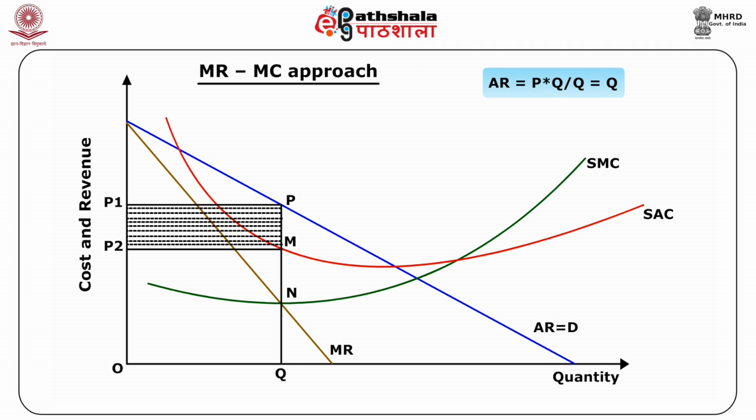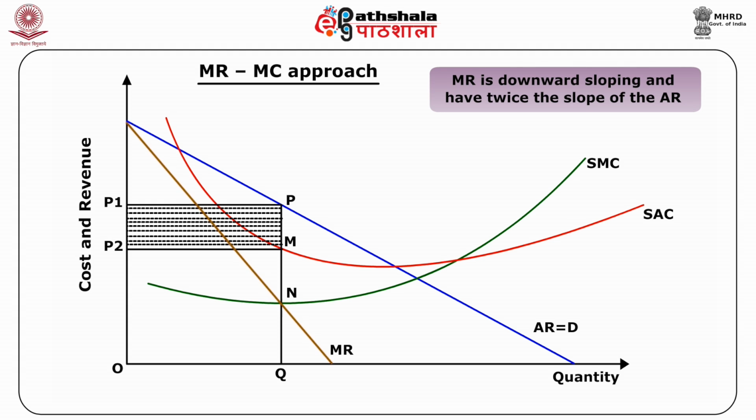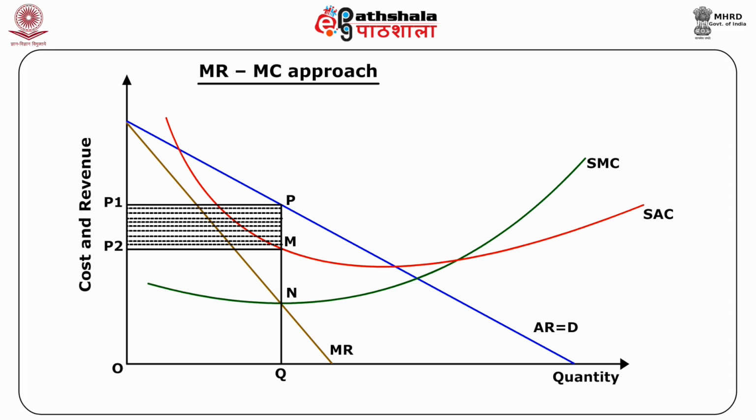AR is equal to P into Q by Q, which is equal to P. Hence, AR is the demand curve of the monopolist firm. Correspondingly, the MR is also downward sloping and has twice the slope of the AR. Therefore, it cuts the x-axis at exactly half of the AR.